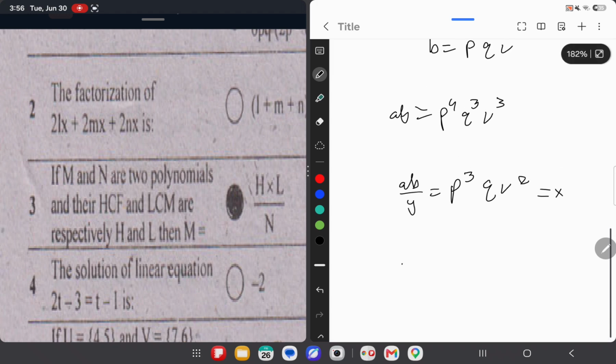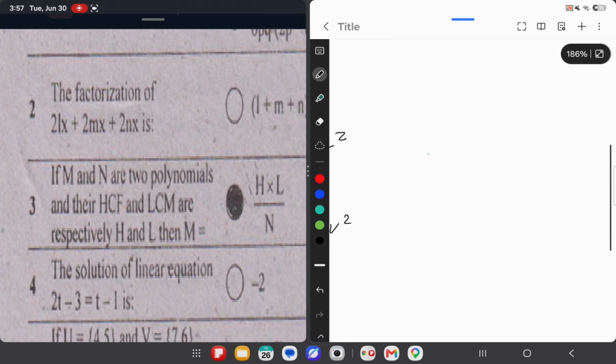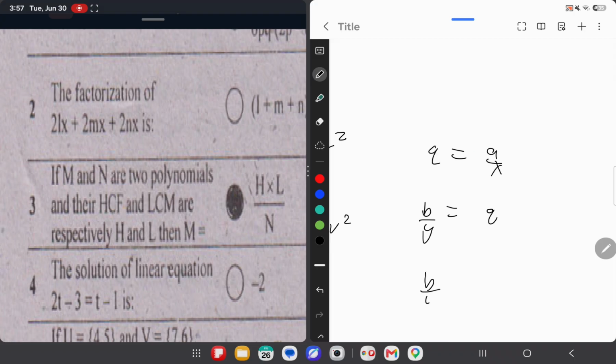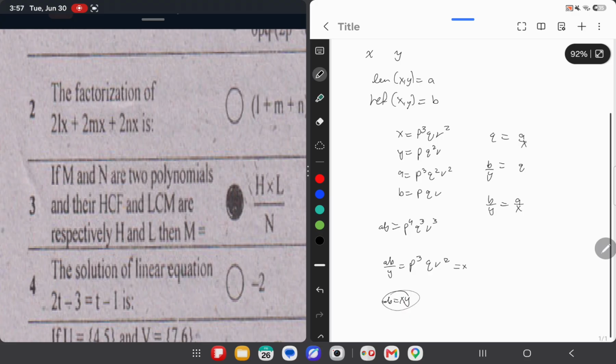So we have this relationship AB = XY. We can prove this by seeing X = A/Q, B = YQ. Solving for Q, what do we get? Q = B/Y, and X = A/Q, so Q = A/X. B/Y = A/X, and hence we prove that AB = XY.